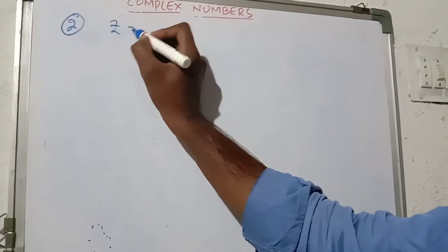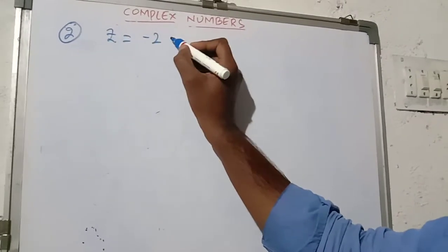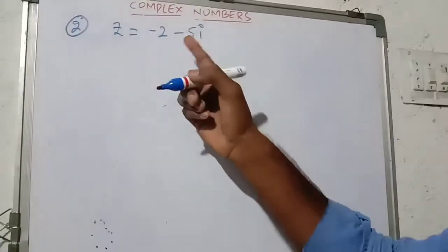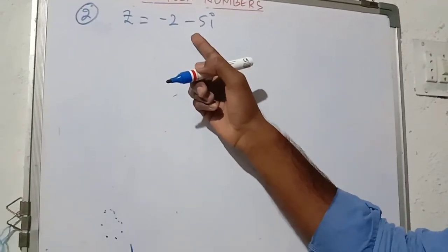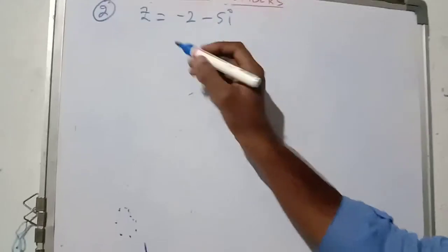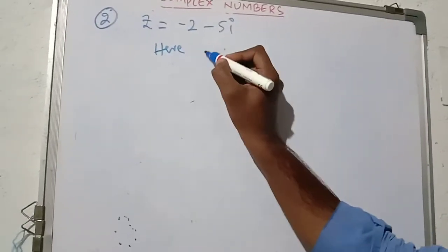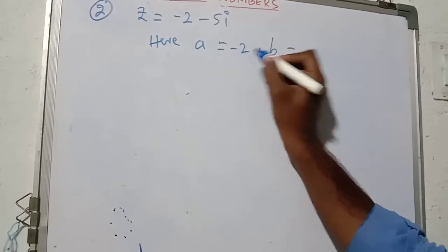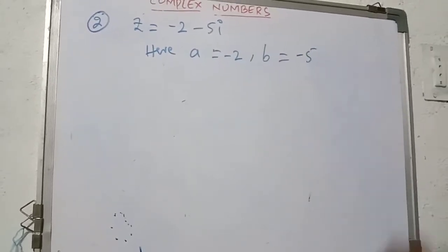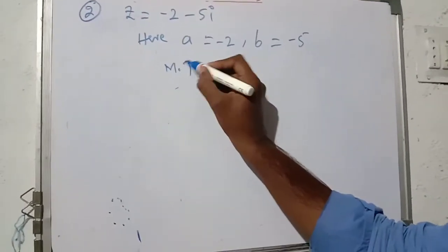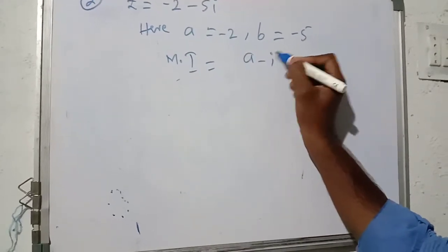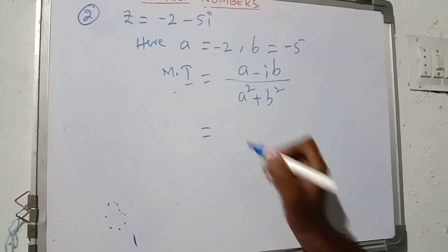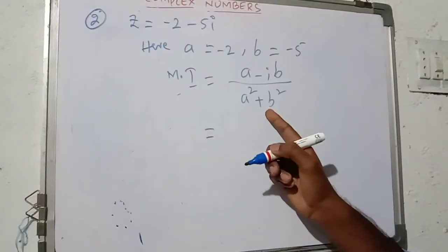Let us take the example z equals minus 2 minus 5i. We have to find the multiplicative inverse of this complex number, minus 2 minus 5i. First we have to check the values of a and b. So here a equals minus 2 and b equals minus 5. Now the formula is multiplicative inverse equals (a minus ib) by (a square plus b square). Now we have to substitute the values of a and b in the formula.